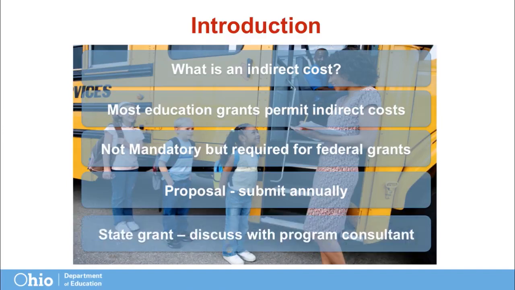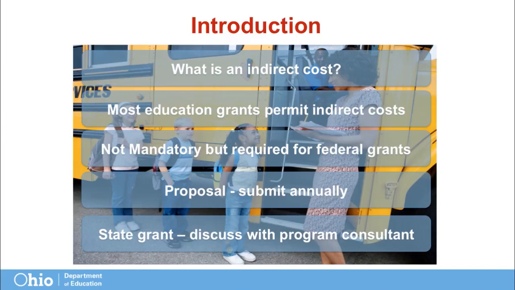State grants have a little more flexibility and allow a set percentage to cover indirect expenses or defer to the indirect cost rate calculated in the proposal. You'll want to reach out to your program consultant to discuss the requirement to charge indirect costs to a state grant.